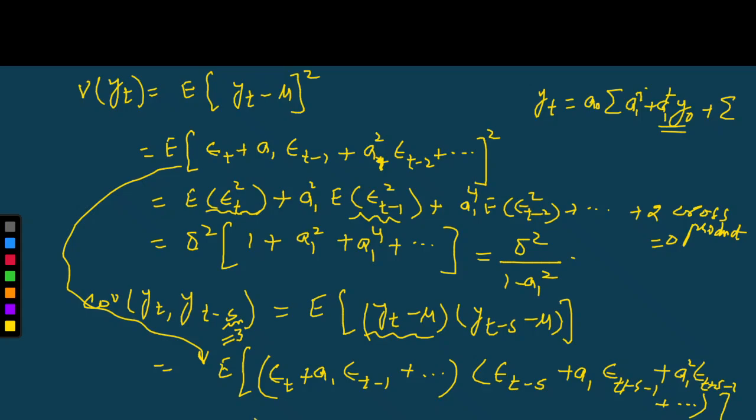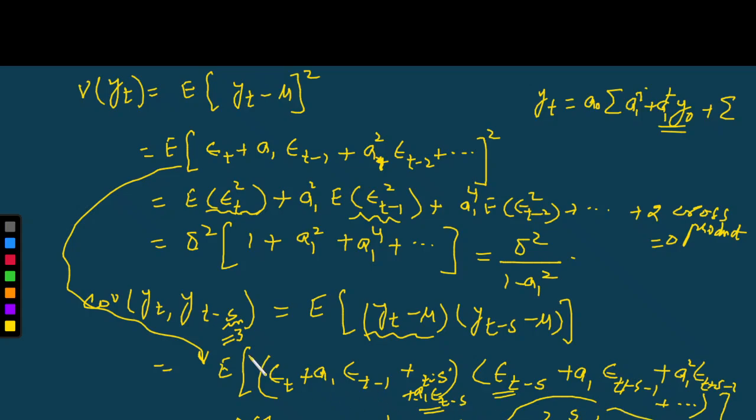When you do this, you will get sigma square, and some terms here will come out to be common. For example, when we reach here, we'll have some a1 raised to the power t minus s into epsilon t minus s. So this one will multiply with this one, and this will be sigma square. So this will be equal to 1 plus a1 raised to the power s, 1 plus a1 square plus a1 to the 4, and so on. This will be equal to sigma square a1 raised to the power s over 1 minus a1 square.